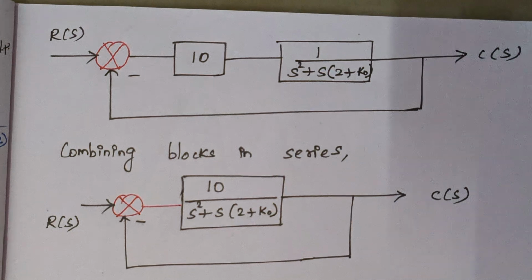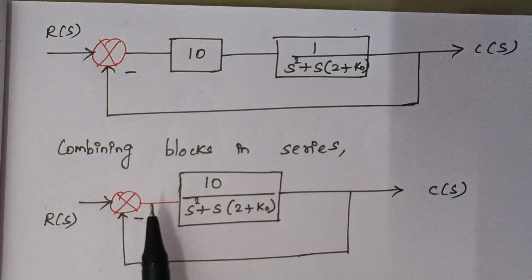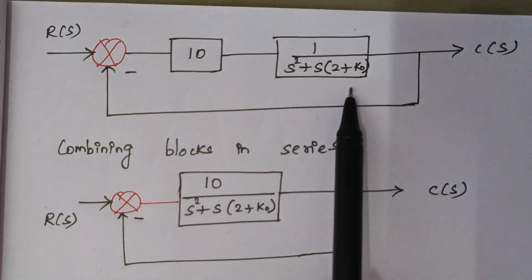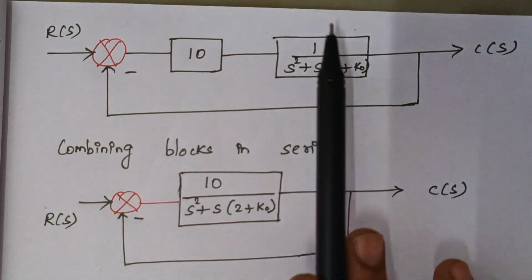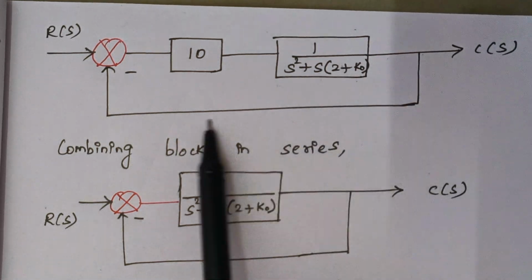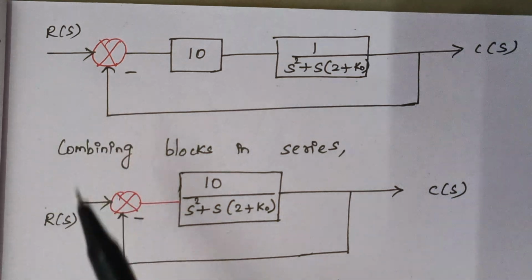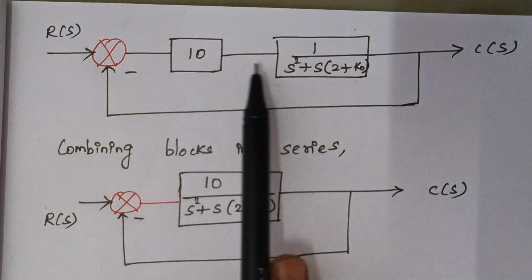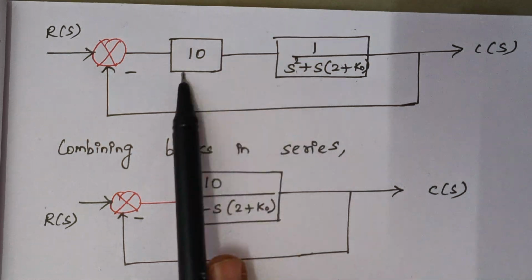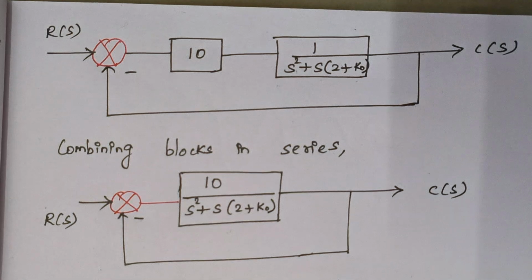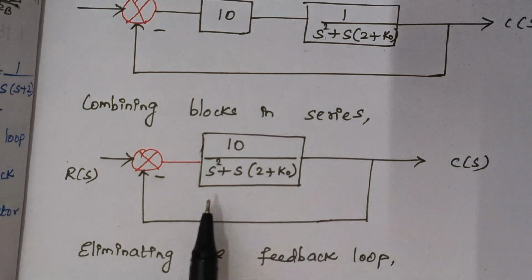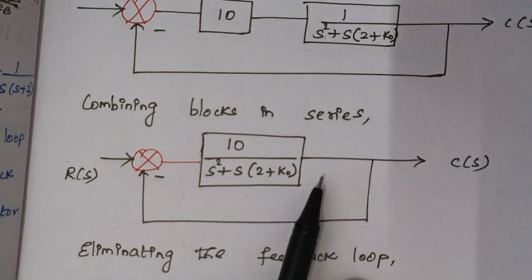Here I have redrawn the block diagram. This is the amplifier gain, that is 10. In the place of the loop, I am replacing the final expression, that is 1 by s square plus s into (2 plus k naught), and this unity feedback path remains the same. The next step is that these two blocks are in series combination. To combine blocks in series, we just need to multiply. That is the rule. So when you multiply, finally we have the equation as 10 divided by s square plus s into (2 plus k naught).